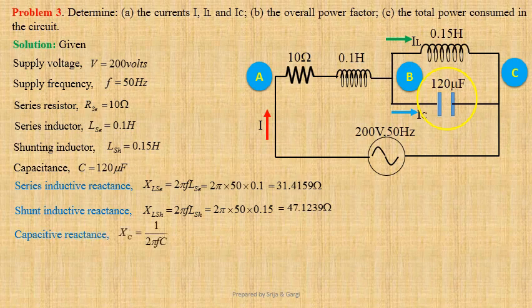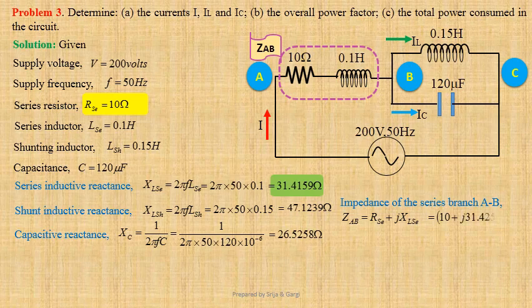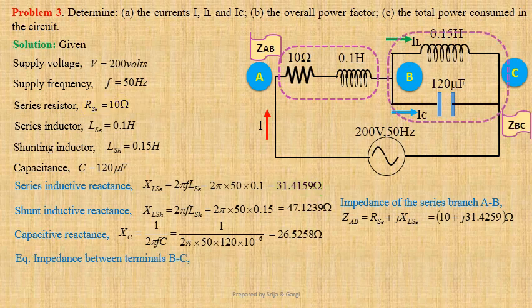Now we shall calculate capacitive reactance. Xc equals 1 upon 2 pi Fc. That is equal to 1 upon 2 pi into 50 into 120 into 10 to the power minus 6. That gives us 26.5258 ohm. Now we shall determine impedance of the series branch AB. ZAB equals RAC plus j XLAC. Using values we get 10 plus j 31.4259 ohm.